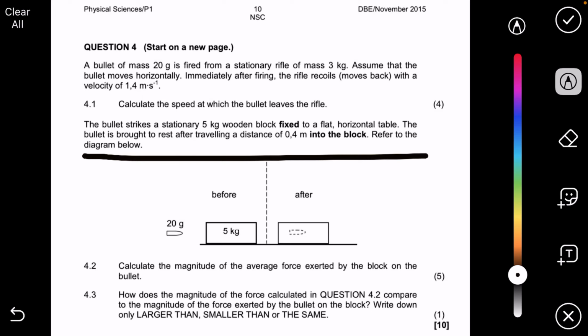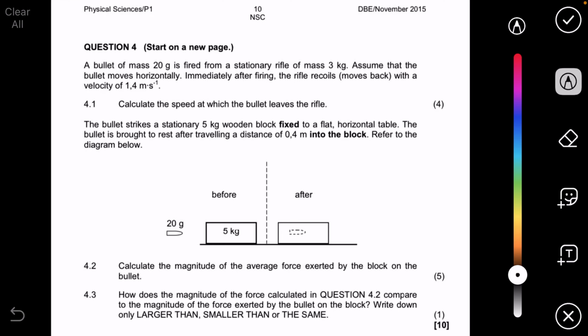Refer to the diagram below. What an interesting statement, ladies and gentlemen. I'm just going to try and make sense out of that statement. So they're saying the bullet, which is obviously that bullet, strikes a 5-kilogram wooden block fixed to a flat horizontal table. So it means this block is fixed, it's not moving.